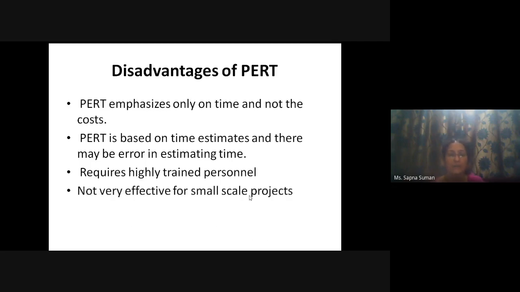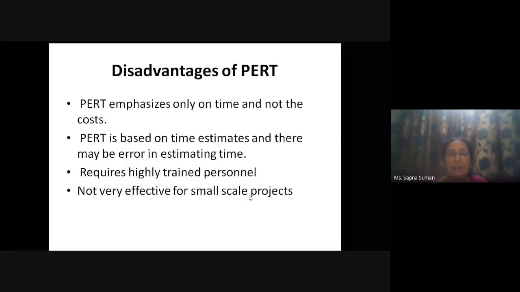And the last limitation is this particular... projects. शुरू से हम लोग ये डिस्कस करते आ रहे हैं कि ये बड़ी परियोजनाओं के लिए ज्यादा उपयुक्त है, यह तकनीक जो है PERT.